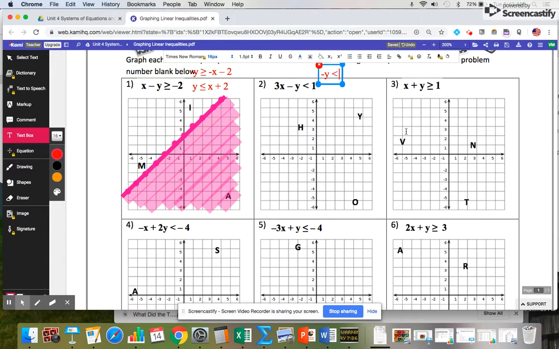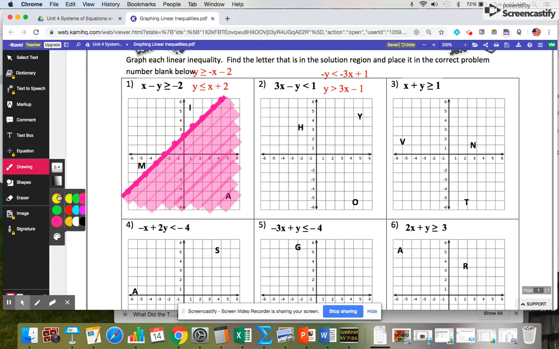First thing I need to do is subtract 3x from both sides. Now I need to multiply the whole inequality by negative 1 to put it in slope-intercept form. When I do, I see that my y-intercept is -1. I'm going to change my transparency and bring it all the way up to the top again. I'm going to use yellow this time. Here is my y-intercept. My slope is +3. That means up 3 and to the right 1.